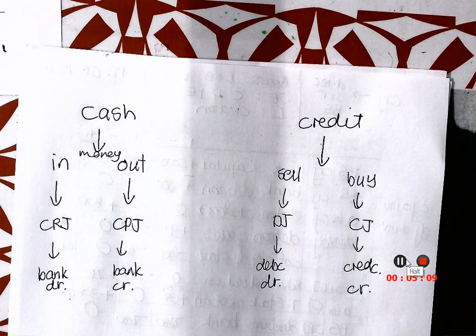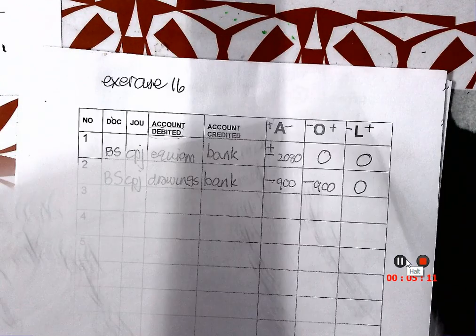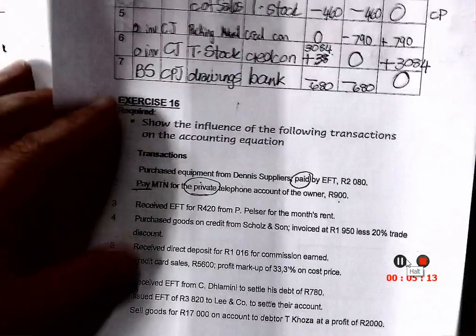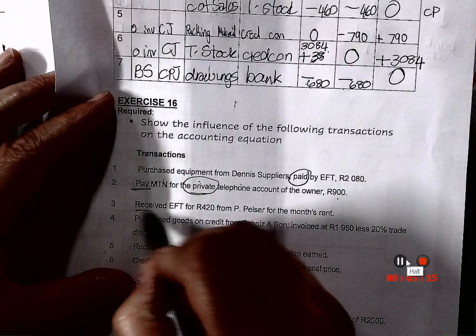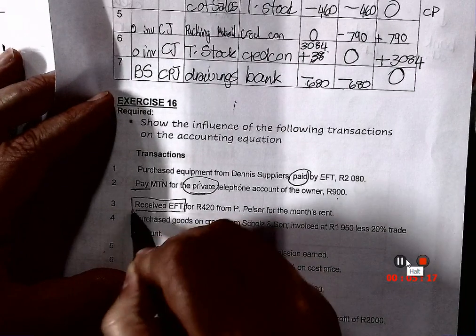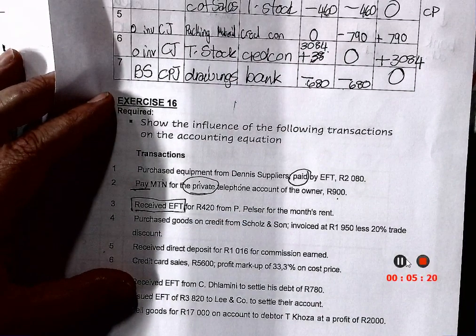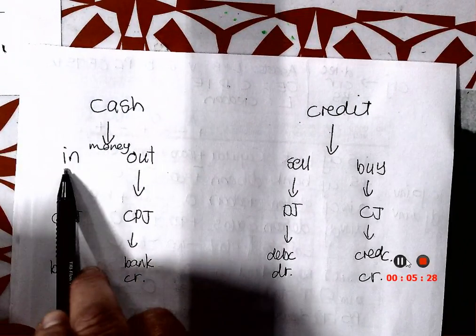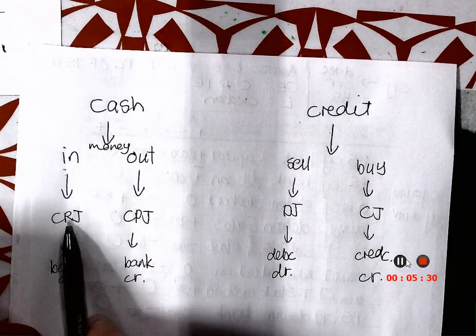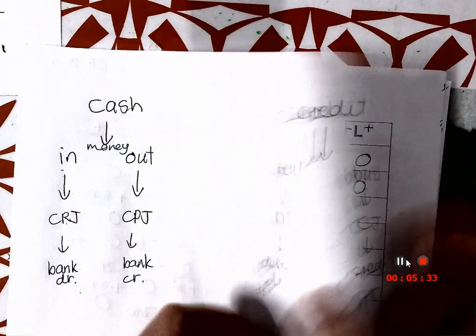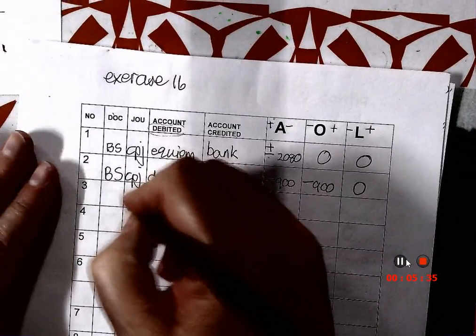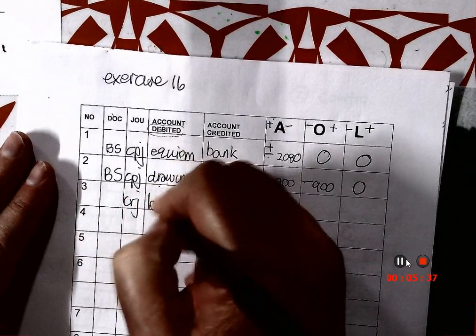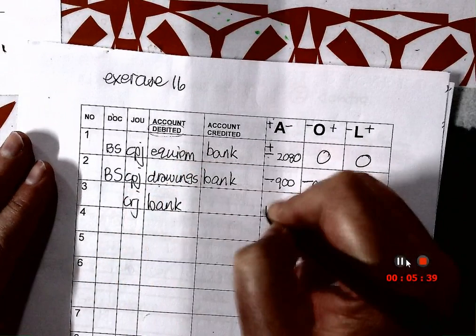So now, let's read transaction 3. So 3 says, we received an EFT. Now, EFT is money. So if we received, it means it's cash, it's money coming in, so it's CRJ bank debit. So CRJ bank debit, assets plus.